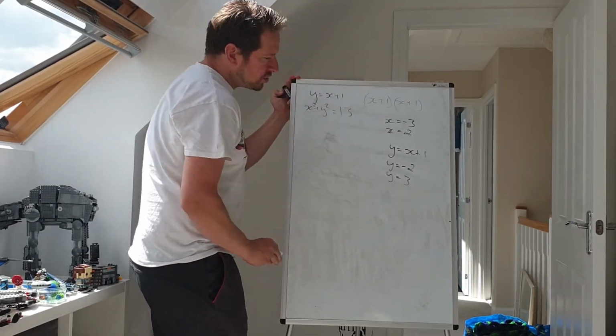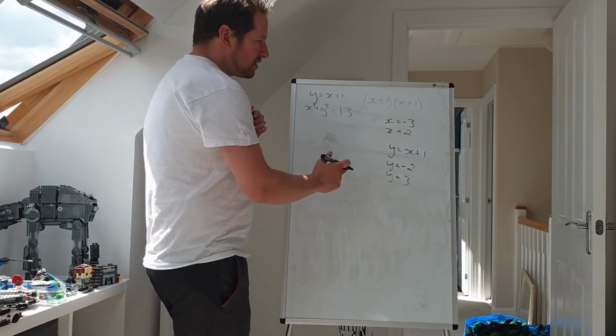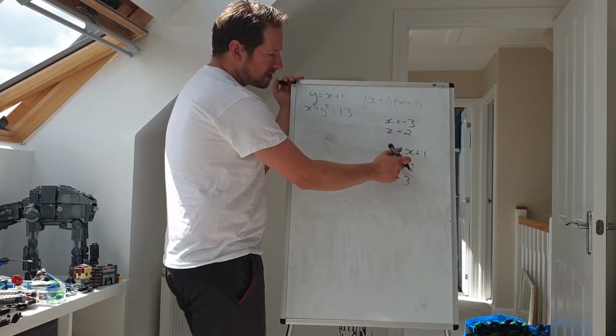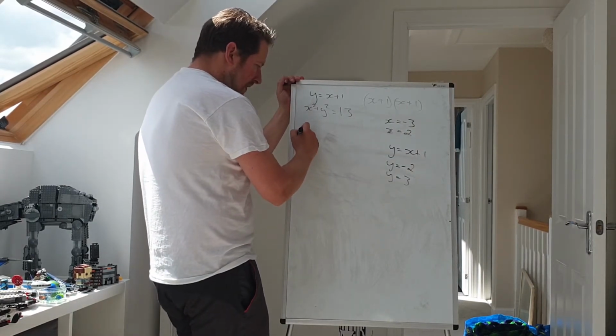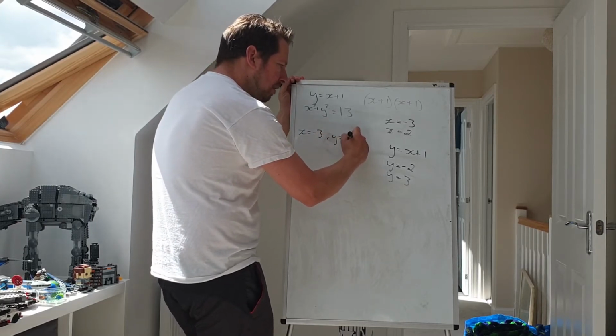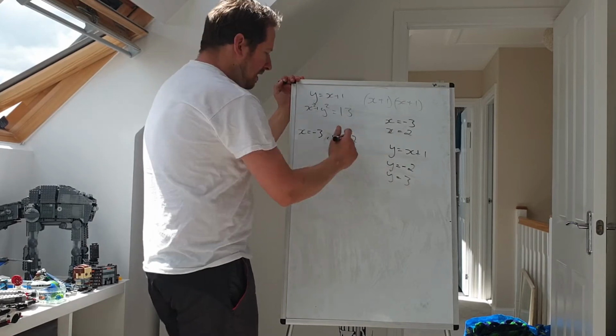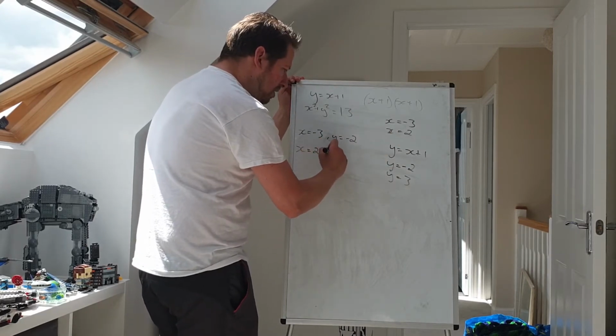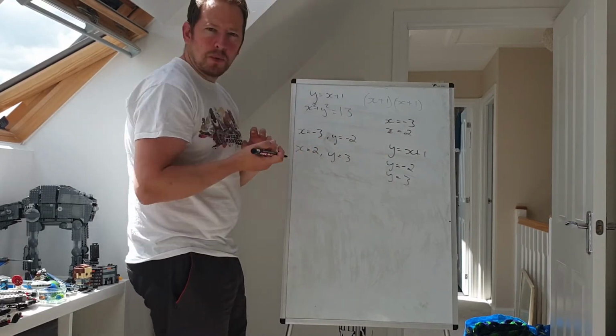Now what we need to make sure we do is link them up. So this minus 3 made this minus 2, so I'm going to say x equals minus 3, and right by it I'm going to put y equals minus 2. And then similarly, I'm going to put x equals 2 and then y equals 3, just so that we know that these link up.